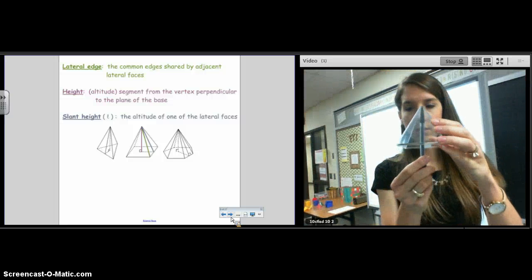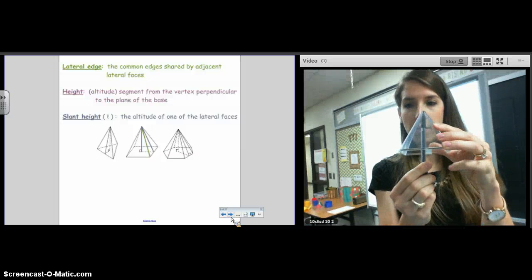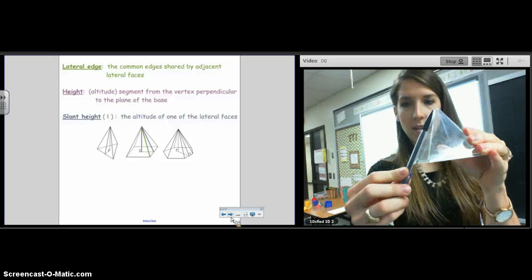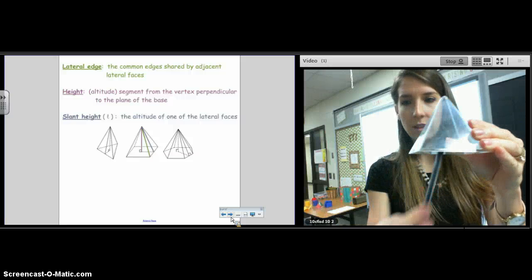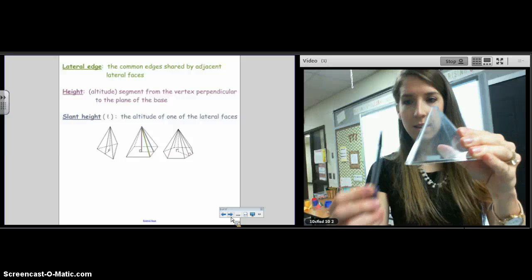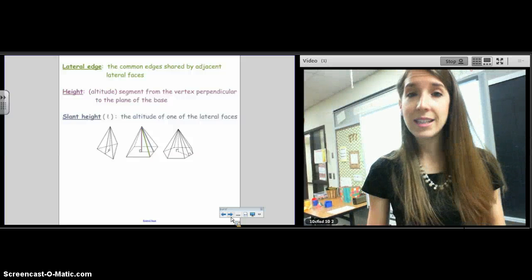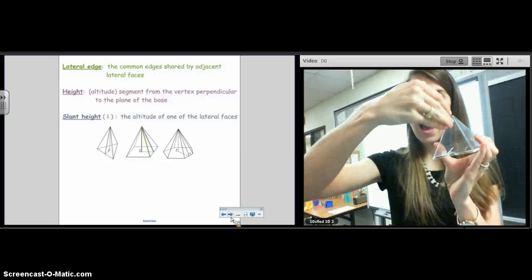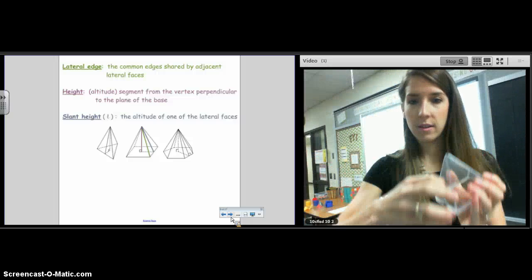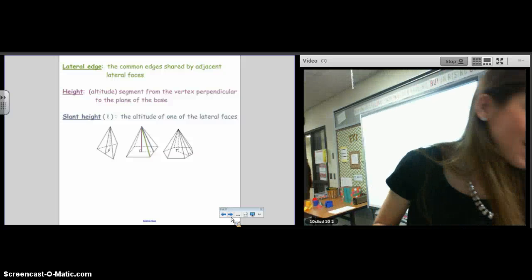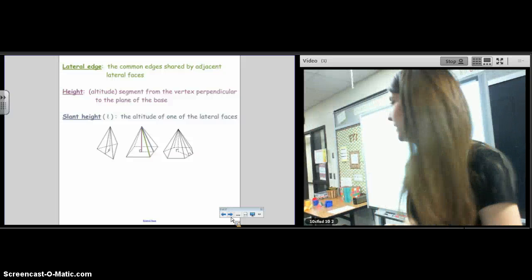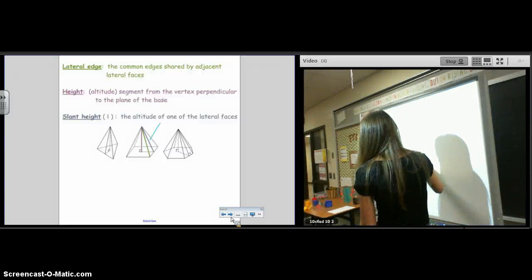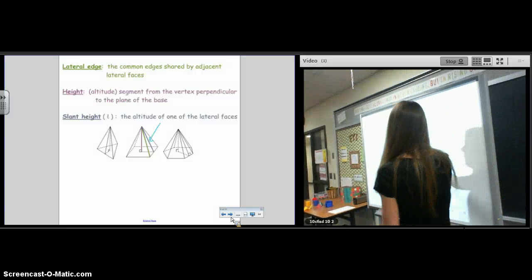this, my pencil, coming from the center of the base, that's my height. That's my slant height. Height, slant height. So the height is perpendicular to the base, whereas the slant height, that's the height of the triangle on the side. Okay? So the slant height is slanted, if that makes sense. Hopefully you can see in this picture. That blue one is the slant height.